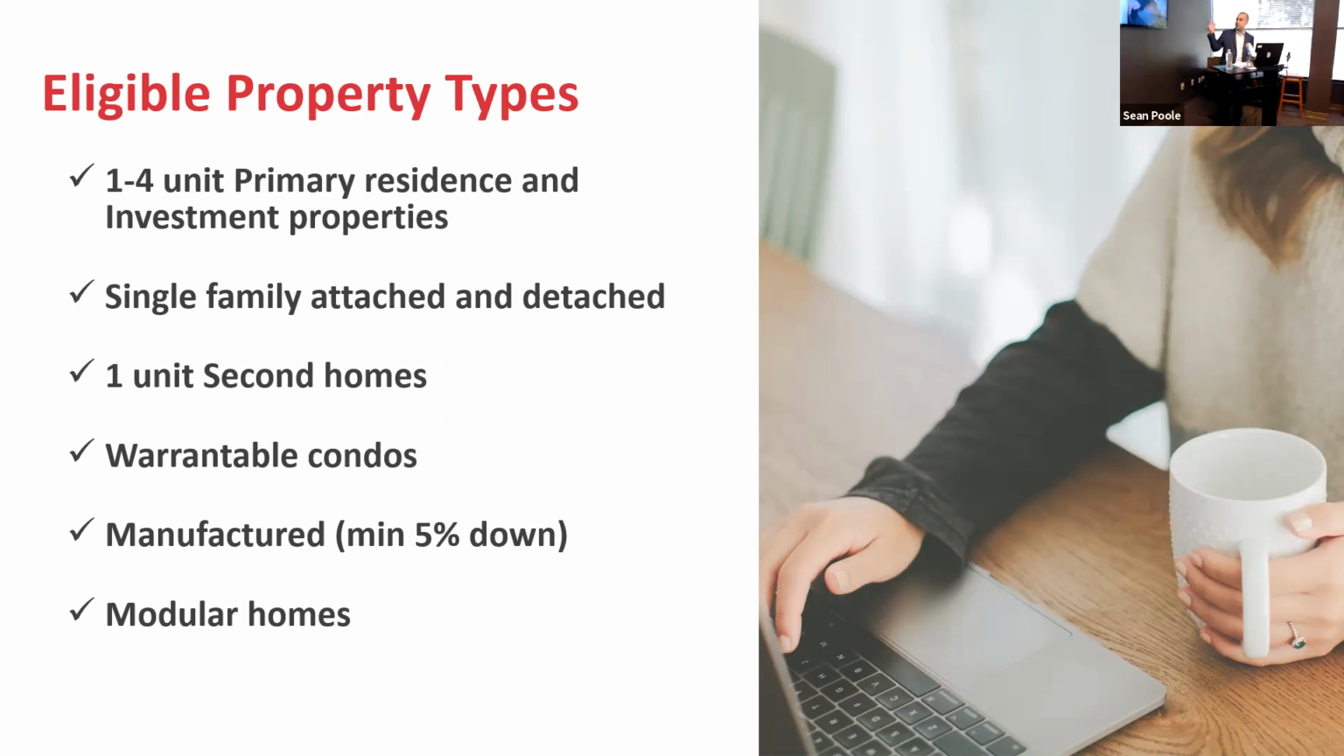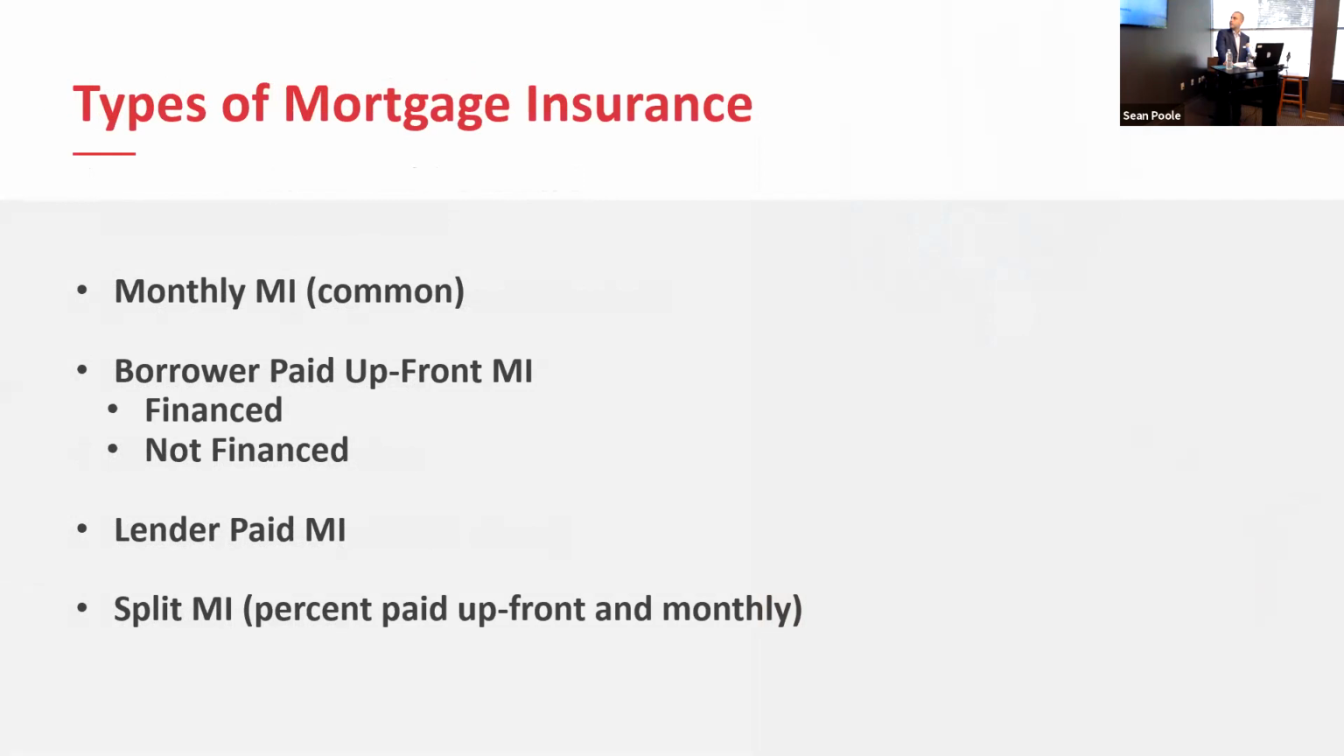So, eligible property types: obviously you can do 1-4 unit primary or investment property. Second homes have to be 1 unit. And then condos, townhouses, things like that. Manufactured homes you can do with a minimum of 5% down. You can't do 3% down with a manufactured home, you can do 5% down there. And of course, modular homes, which are technically treated like single family homes right now.